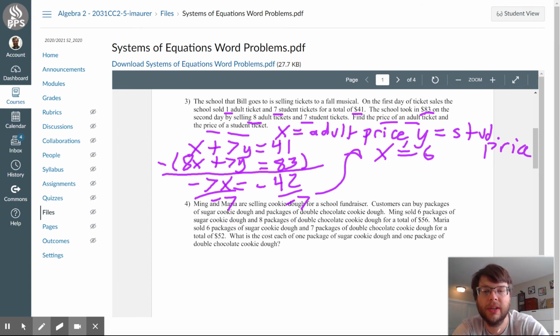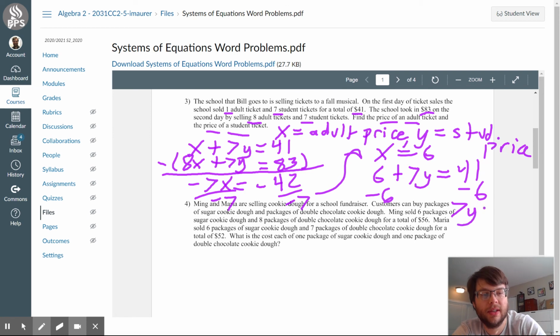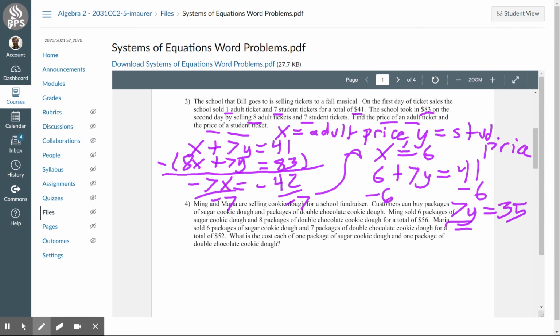Still need to find the student price. So I go 6 plus 7y equals 41, just plugging it into the top equation. Subtract 6 from both sides, trying to get the variable isolated. 7y equals 35. Divide both sides by 7, and I get y equals 5.